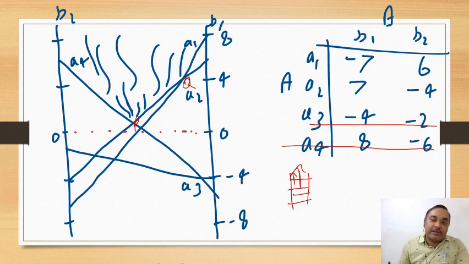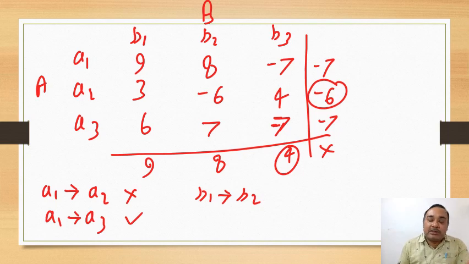Now I'm going for the fourth case. Fourth case means there is a situation of m by n. For instance, there are a number of rows and a number of columns. So for A, there are A1, A2, and A3: 9, 8, minus 7; 3, minus 6, 4. So first of all, we are going to check the saddle point. How to check the saddle point? Minimum: minus 7, minus 6, minus 7. Maximum: 4, 8, 9. Go for the maximum from the minimum and the minimum from the maximum. So here it is minus 6 and it is 4. There is no saddle point.